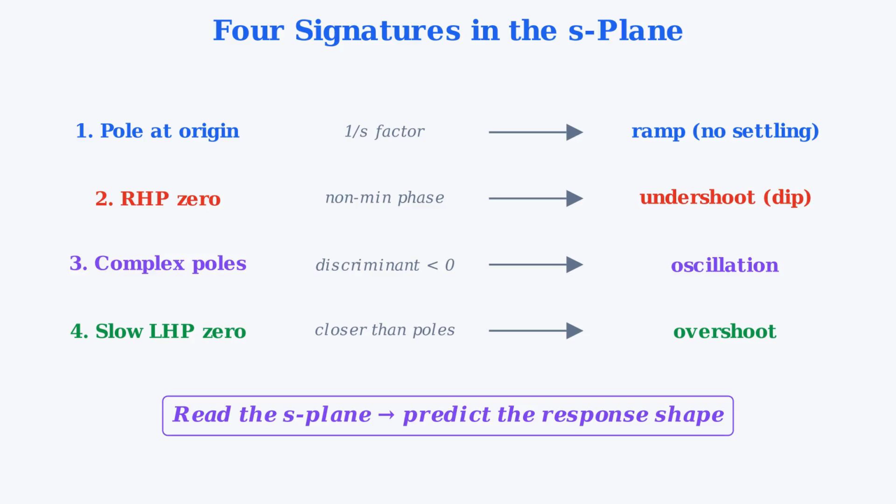And one more useful fact. A zero in the left half plane that sits close to the origin, closer than the slowest pole, amplifies the transient and produces overshoot, even when the poles themselves are all real. Four signatures, three plots. Let us read each transfer function.